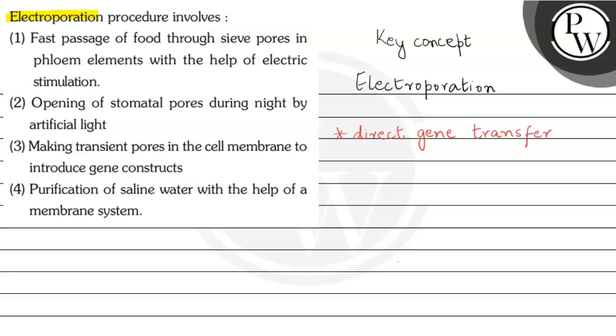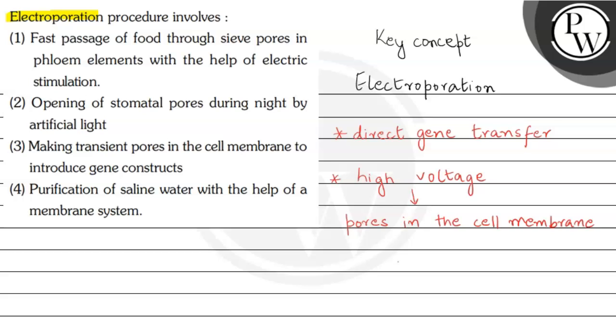So in electroporation, high voltage of current is used for this form of gene transfer. So what is the purpose of this high voltage? So this high voltage current results in the formation of transient pores in the cell membrane of the target cell. So the cell into which we want to insert the gene of our interest, if we treat that cell with a high voltage current, then that will lead to the formation of pores in the cell membrane.